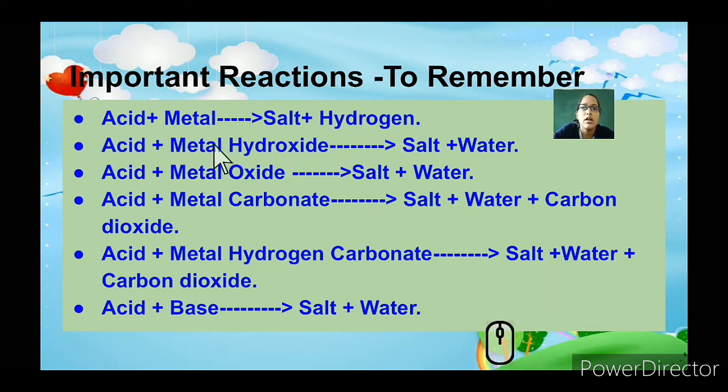Acid plus metal hydroxide. So acid reacts with metal hydroxide to give rise to salt and water. Acid, when it reacts with metal oxide, will give rise to the product salt plus water again. So acid and metal carbonate react together to give rise to salt, water, and there is a release of carbon dioxide.